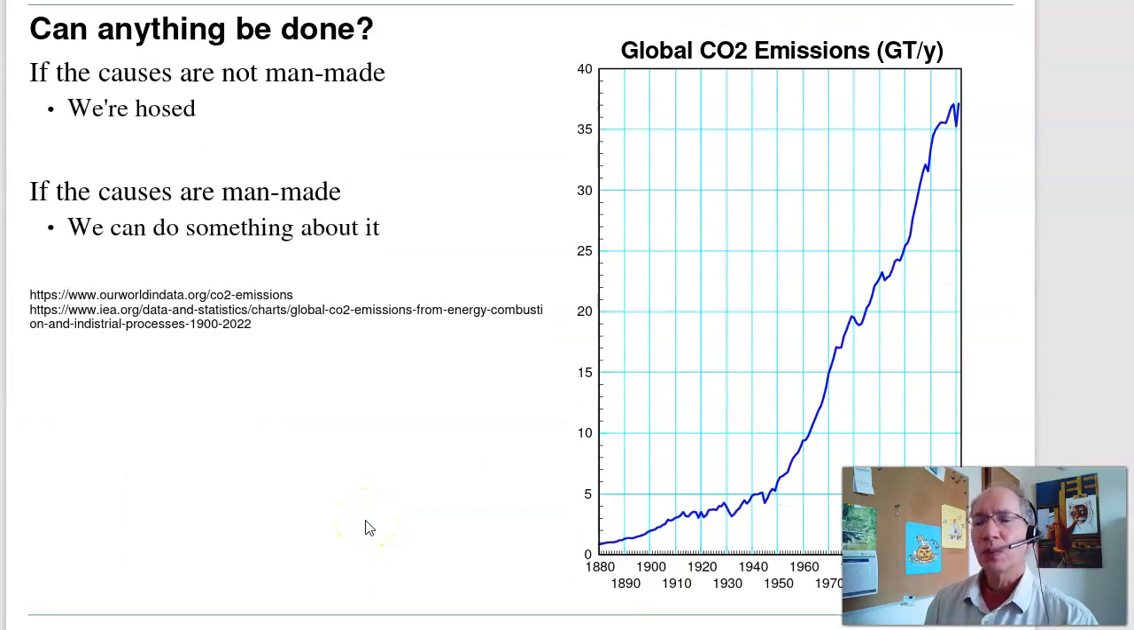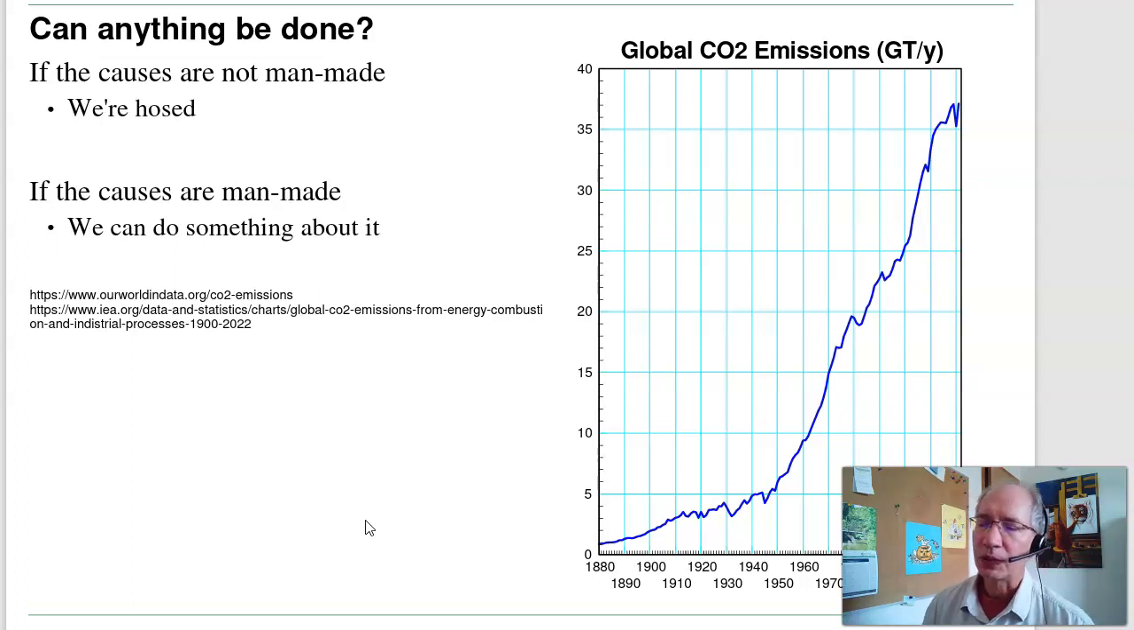So one question is, is global warming man-made or not? Well, if it's not man-made, we're basically hosed. If it is man-made, then we can do something about it. And one of the ways that we're causing global warming is our CO2 emissions. This is a graph of the CO2 emissions per year in gigatons per year. And as you can see, the CO2 emissions are just skyrocketing.